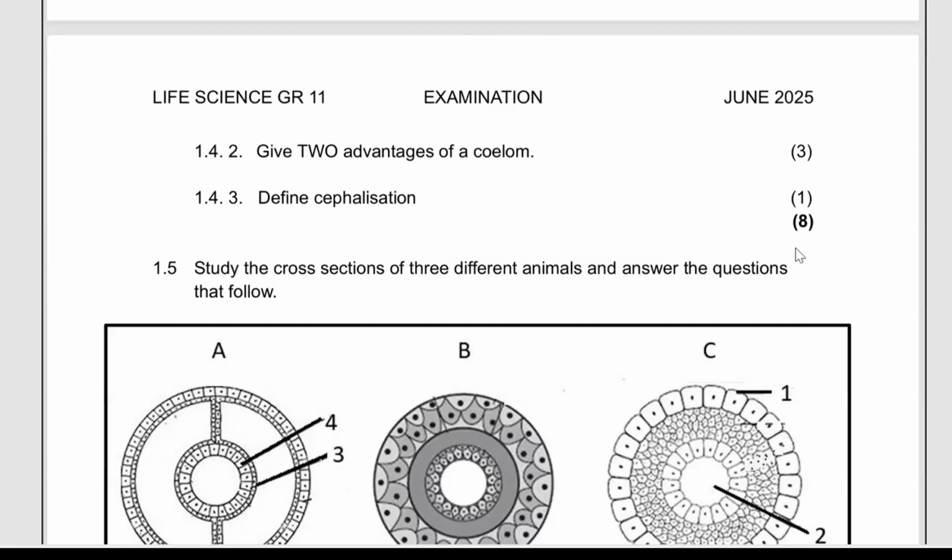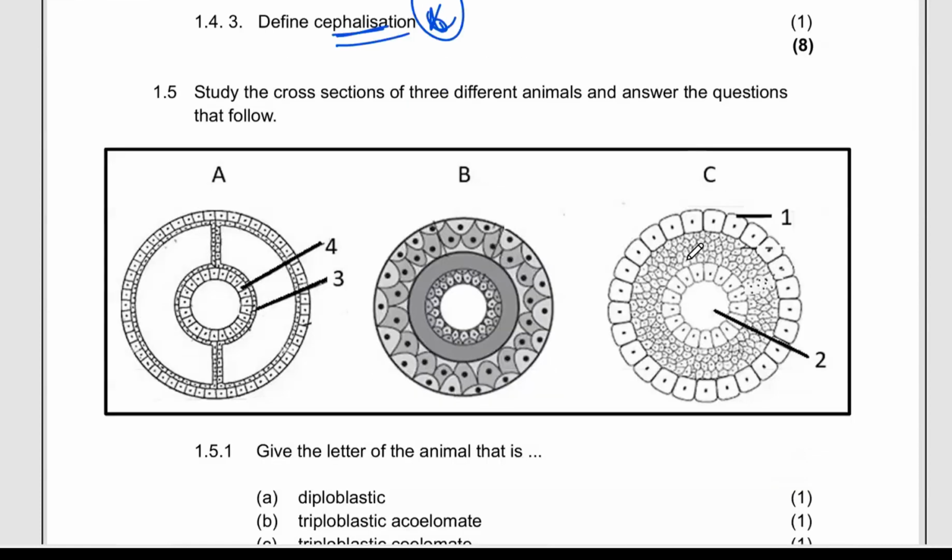So, what is cephalization? Yes, so we mark the first two. Cephalization is the development of the head. Basically, that is when the concentration of nervous tissue and sense organs is at the anterior side of an organism. This is one of the terminologies you cannot go to the paper without knowing. See that our prediction was very good. It picked up to 90% of the paper. Whatever we talked about, they brought it.